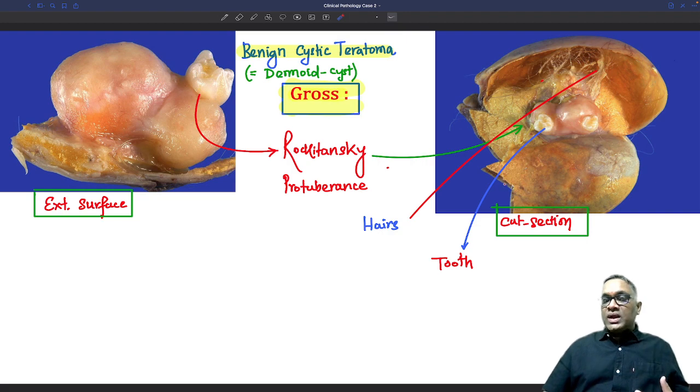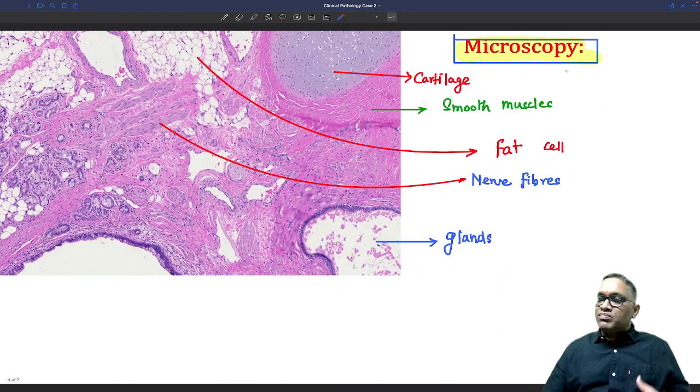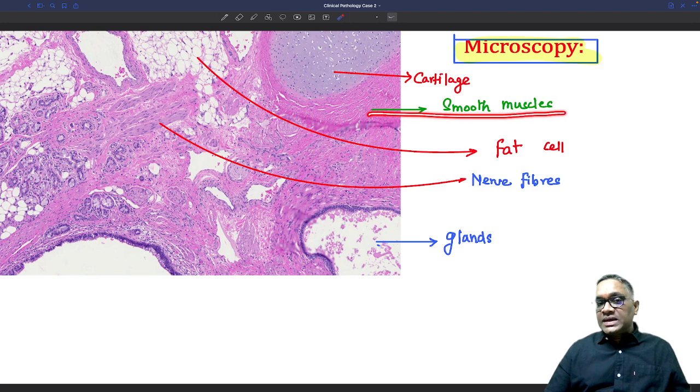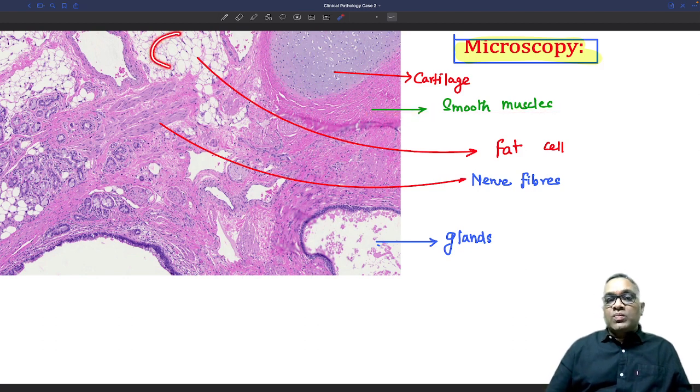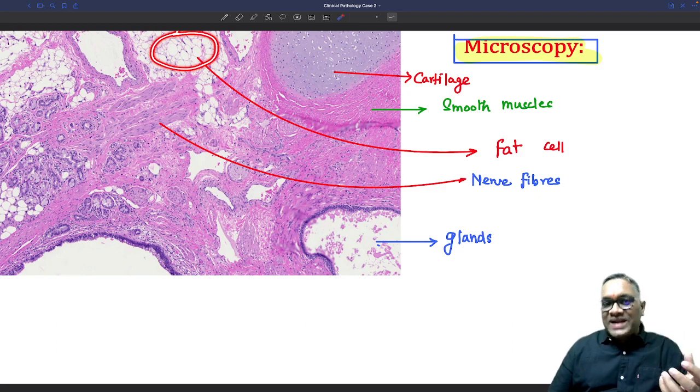So what we will do next, we will take sections from these areas. Why are we taking them? We want to see what structures may be present. So in this microscopy you can notice cartilages are there. This blue area is areas of the cartilages. Then you can notice smooth muscles are there. You can see this is a group of clear cells, which are the fat cells.